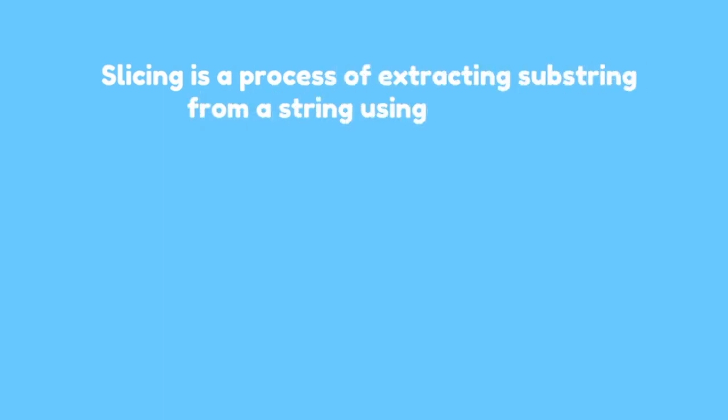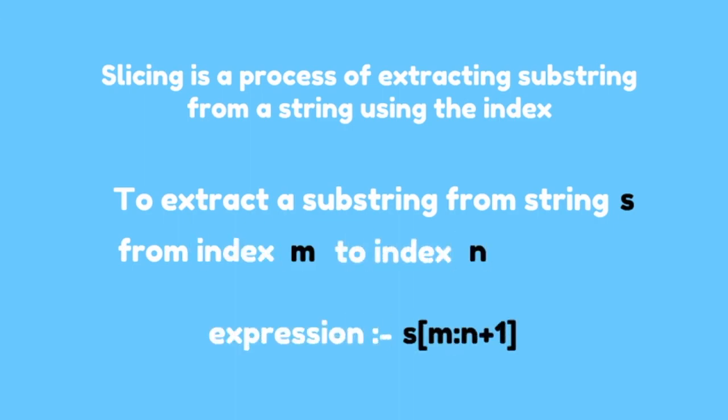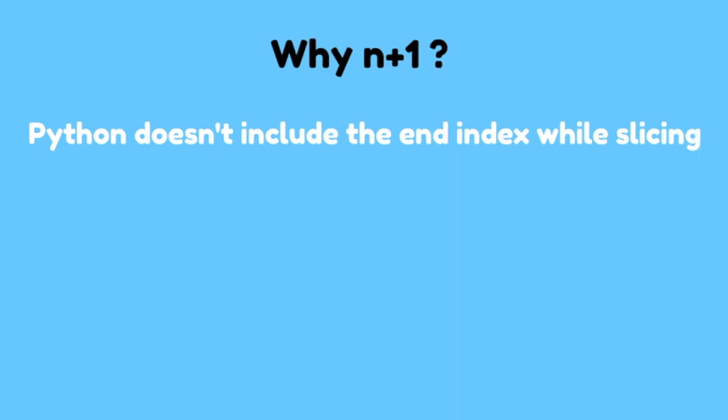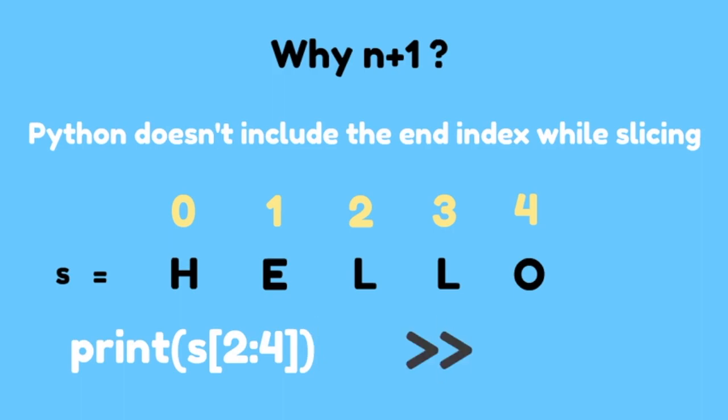Slicing is the process of extracting substring from a string using the index. To extract a substring from string S, from index m to index n, we use the expression m to n plus 1. Now why n plus 1? This is because Python doesn't include the end index while slicing. For string hello, if we want this index from 2 to 4, Python is only going to return us the second and the third index strings.